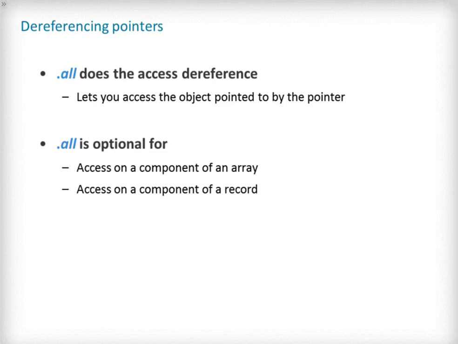Once an access type object has been given a target object, it is possible for the developer to gain access to the target object by dereferencing the access type object. Dereferencing takes place by appending the .all reserved word to the access type object identifier. This allows access to the target object itself. It is similar to the way the asterisk prefix is used in C or C++. The .all suffix is optional under certain circumstances, namely when accessing the component of an array or a component of a record.